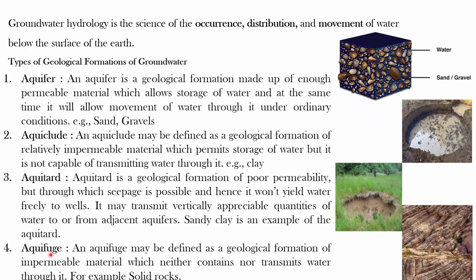Then the last one is the aquifuge. These are completely impermeable. They don't store, they won't transmit the water, they won't even permit the water. For example, you can take solid rocks. Now we know where the groundwater is going to be stored. Let's understand the properties that define groundwater behavior.